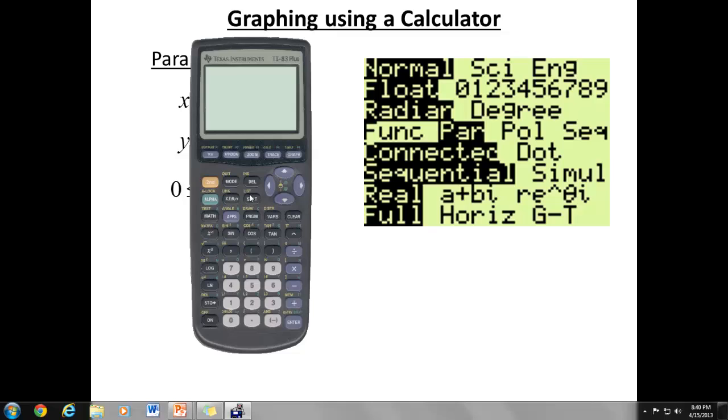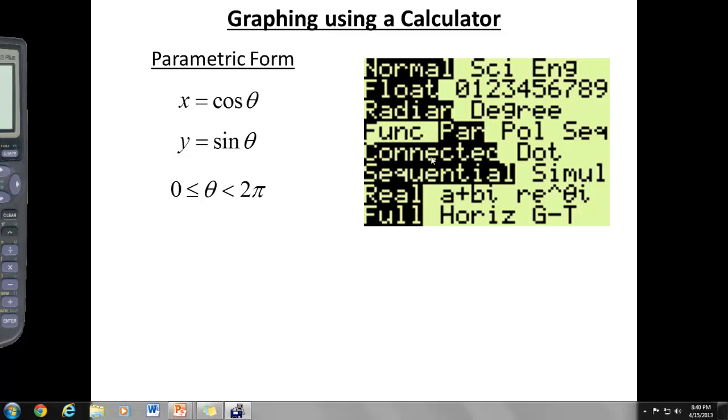If we're in function mode, if I hit the variable button, I get an X. Parametric mode, it's going to give me that T. Polar is going to be theta. Sequence mode would give me N. So depending on which mode I'm in, that button will say a different thing, but it always means the same thing. It's just your input variable.